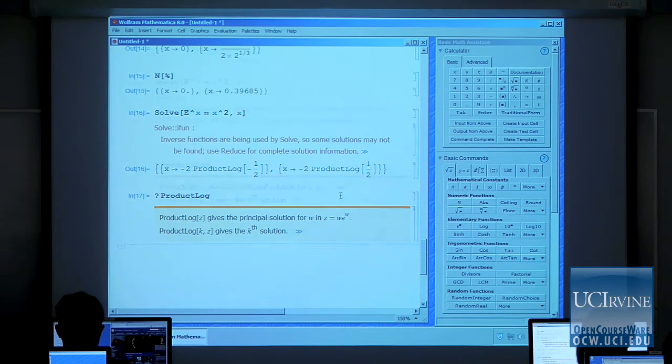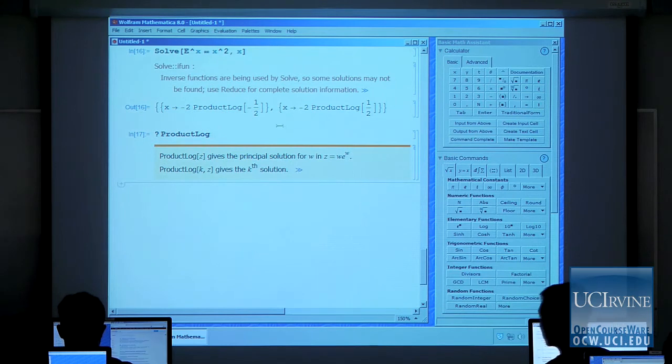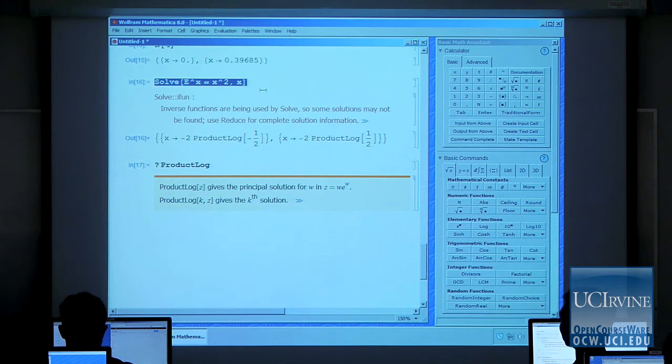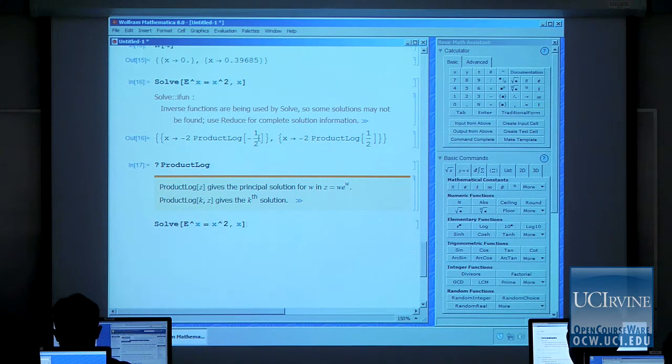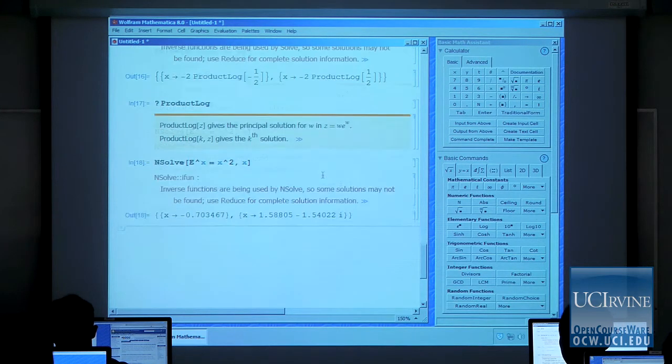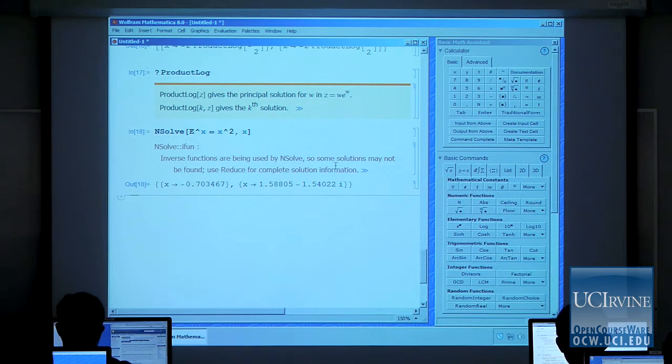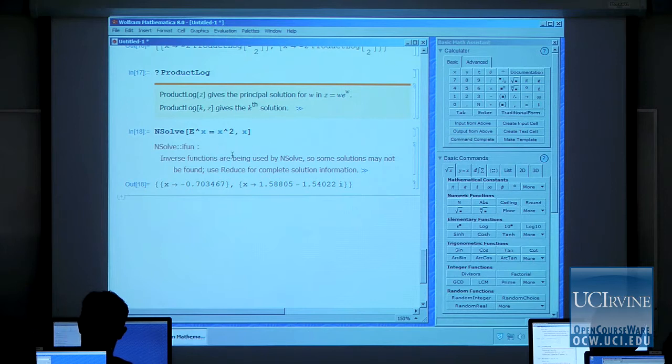So what about if we try NSolve? So just put an N in front. And we get some numbers. Okay? So notice we got a real root and a complex root. But we also got this message. And the message might make you be a little bit concerned. So here's a case where we definitely would like to make a plot and check.